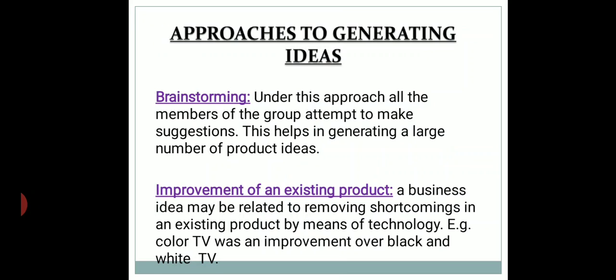There are two approaches by which we can go for generating ideas. First is brainstorming, which basically means that you are gathering a number of people, a group, generating ideas and then selecting one out of it. The other one is improvement of the existing product. That means you are actually improvising a certain product.